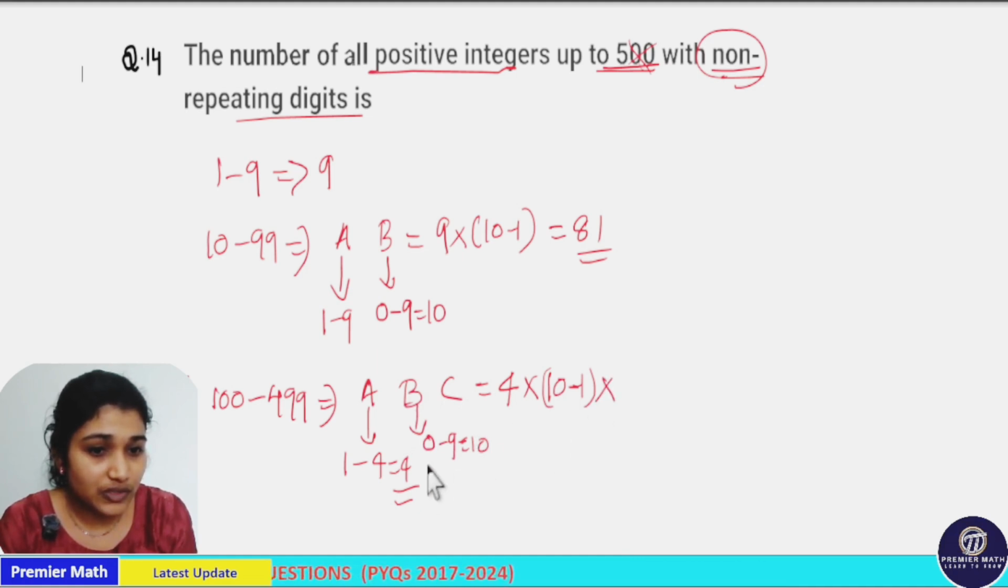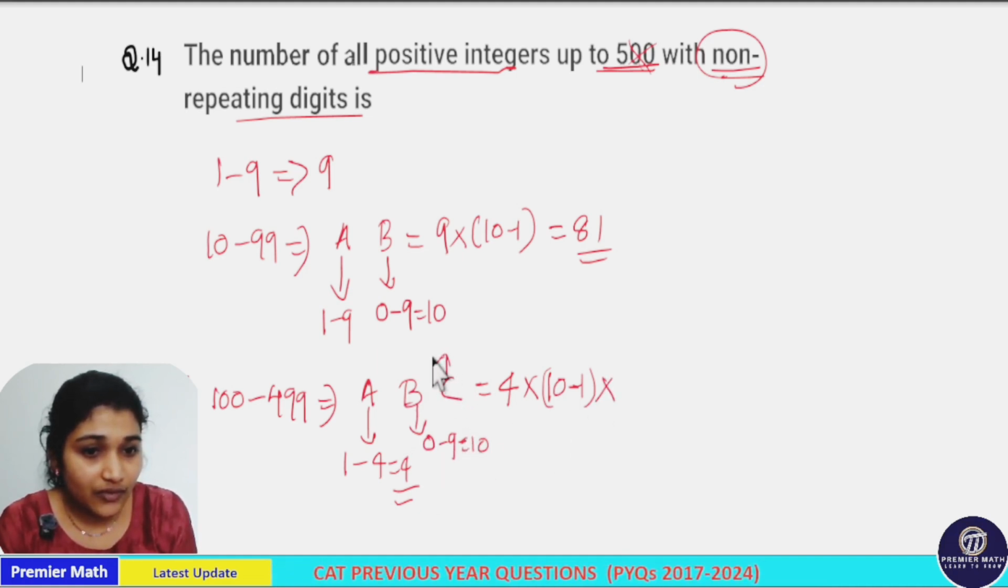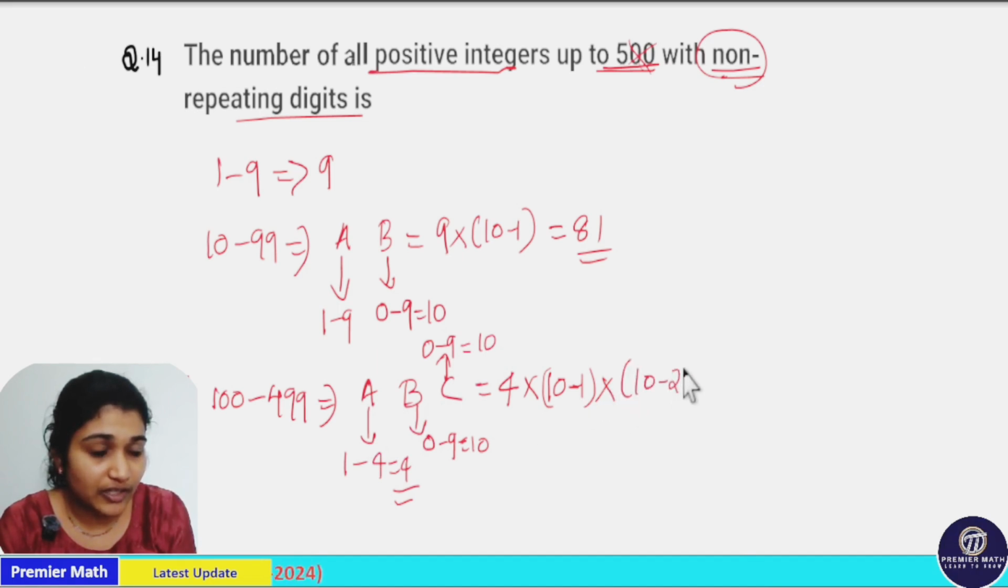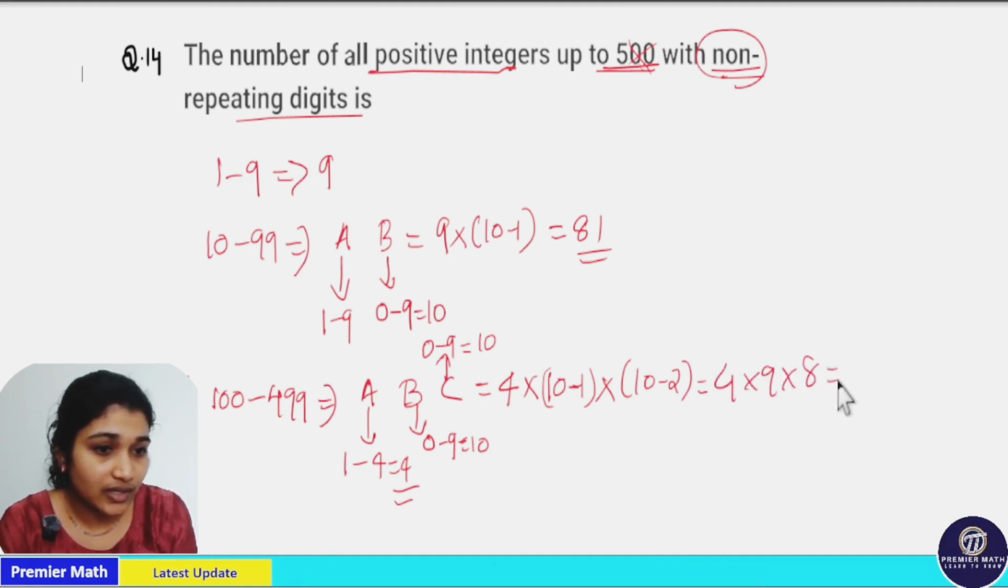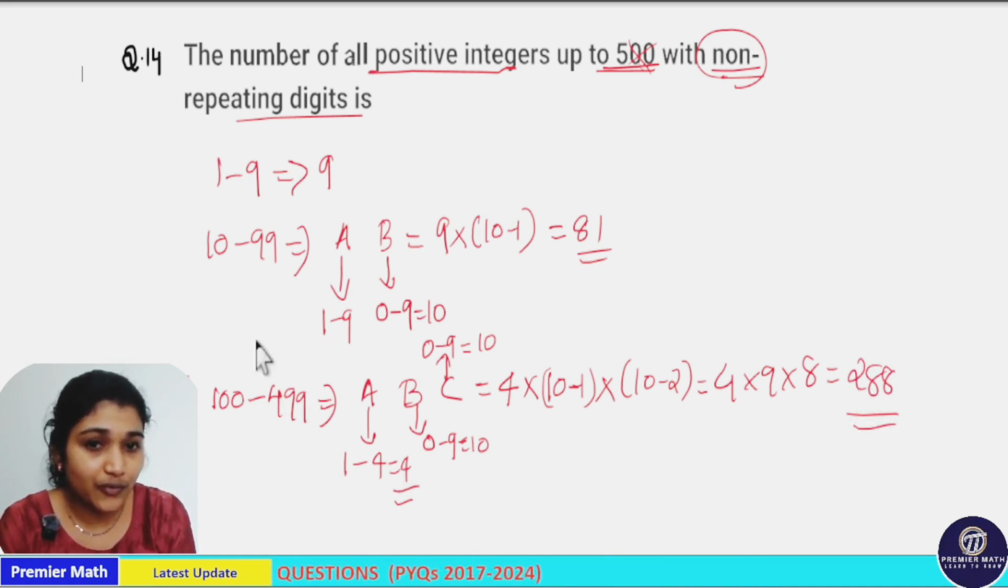Now for the C position, we can have any digit from 0 to 9, a total of 10 values. But we already chose two values for A and B, so we subtract those two from 10. That is 10 minus 2 values for C. Now this is 4 into 9 into 8, which is 72 into 4, 288 values. So there are a total of 288 non-repeating numbers between 100 and 499.